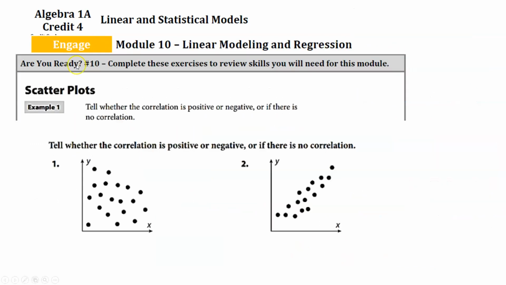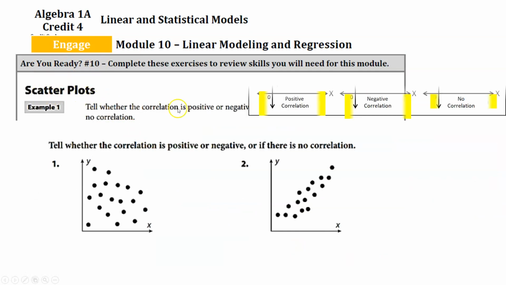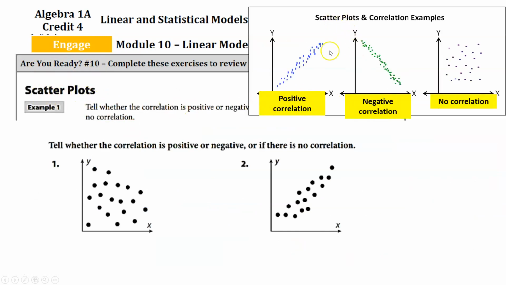So here it says, are you ready? Number 10, scatter plots. So here you see that there are 3 different examples of scatter plots. One is a positive correlation. Notice how it keeps going up. A negative correlation and it keeps going down. And then no correlation where the dots just kind of appear like a big old blob.